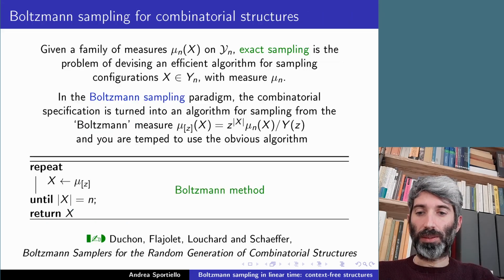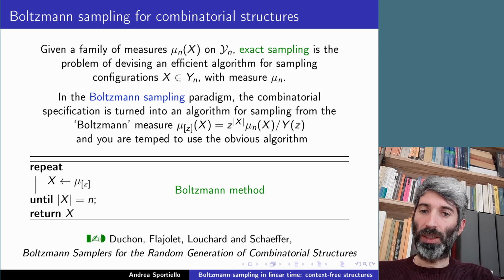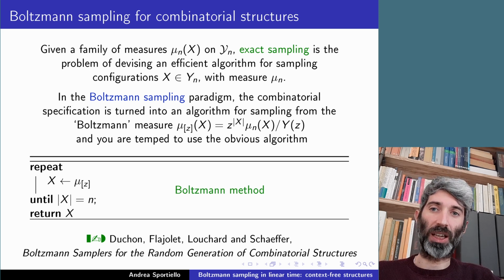Now, Boltzmann sampling. We want to extract a sample from these structures when we want to fix the size. We want that the number of triangles and squares altogether is, say, 1000. So there is a measure, in this case, say, the uniform measure among configurations of size 1000.